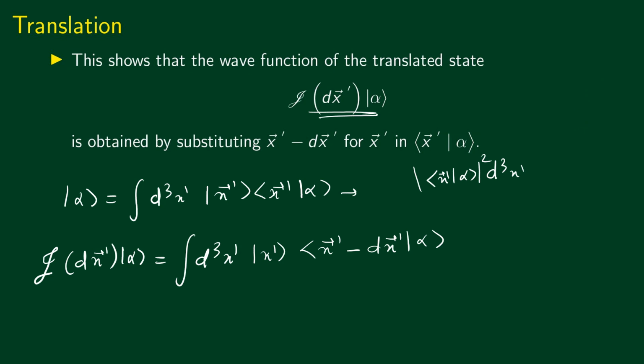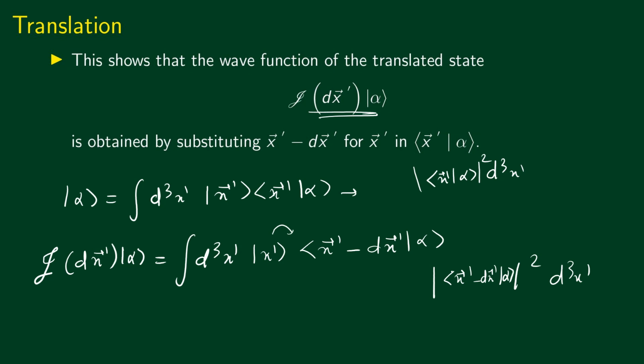Here also you could ask the same question. What's the probability of finding the particle in a small volume d cube x prime around x prime? That answer can be obtained from this wave function. It says that the corresponding probability here is given by the modulus squared of bra x vector prime minus dx vector prime, ket alpha, and then d cube x prime. So this is the probability of measuring a particle in a small volume d cube x prime around the point x vector prime. Okay, this is of the initial state.